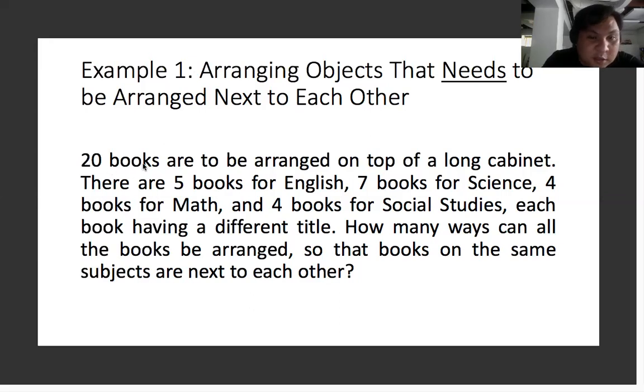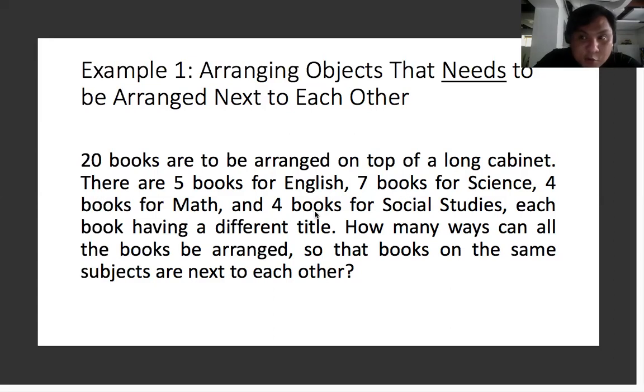So 20 books are to be arranged on top of a long cabinet. There are 5 books for English, 7 books for science, 4 books for math, and 4 books for social studies. Each book having a different title. Okay, the question is, how many ways can all the books be arranged so that books on the same subjects are next to each other?